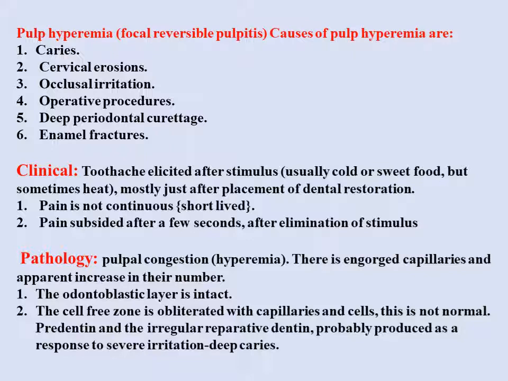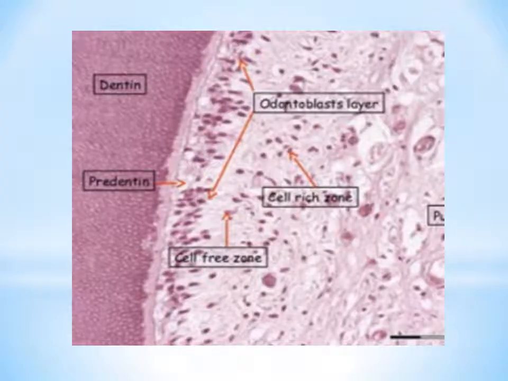بالhistopathology راح نشوف pulp congestion with increased number of capillaries اللي تبدو engorged. Odontoblastic layer تكون intact. The cell-free zone is obliterated with capillaries and cells, which is not normal. ممكن أن نشوف pre-dentine and even irregular reparative dentine produced as a result of severe irritation or deep caries. هسه راح نشوفها slides. هذا الديسكريبشن اللي قلناه.